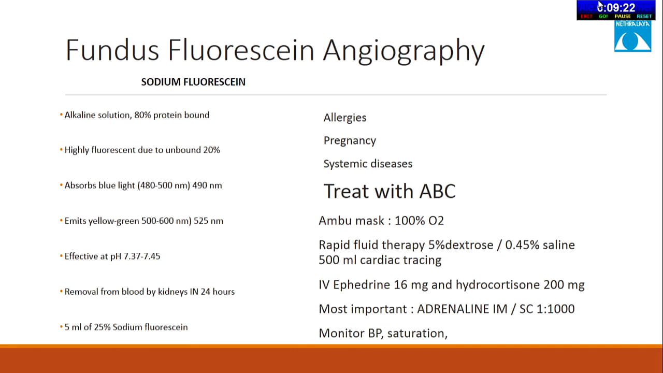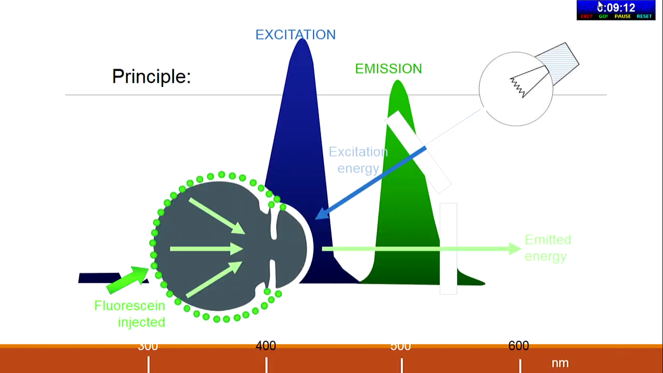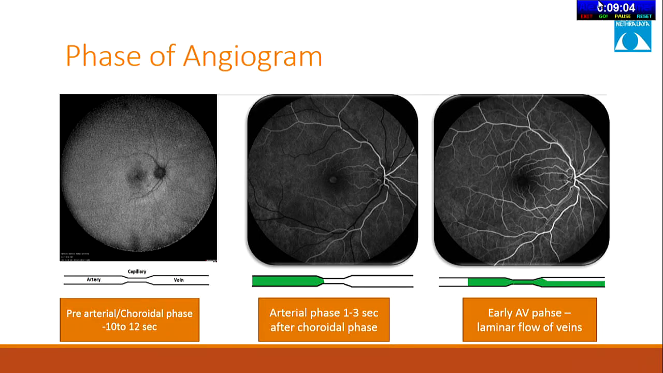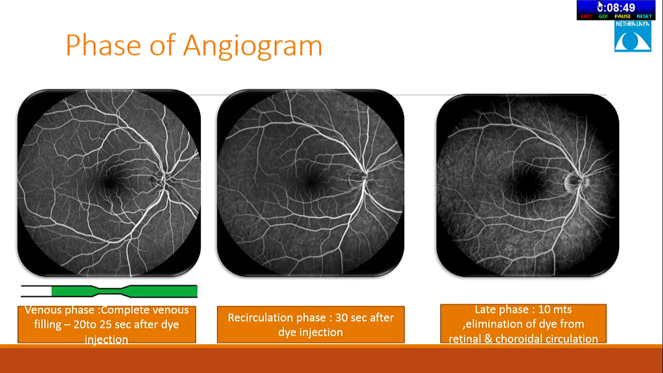So all the facilities for resuscitation should be available, and the personnel who are doing it should be able to handle the procedure in case needed. And there is an excitation filter and a barrier filter. Coming to the phases of the angiogram, first is the choroidal phase or pre-arterial phase with the flush, which happens 10 to 12 seconds after the injection of the dye, followed by the arterial phase, and the venous phase with laminar flow and complete venous filling, and the recirculation phase.